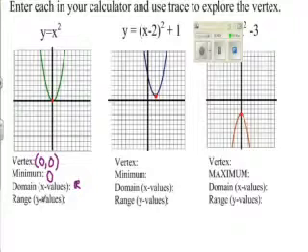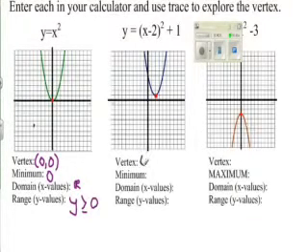The range are the y values. Now there is no way you're going to get a y value down here. In fact, no y is less than 0. So we would write y is greater than or equal to 0. That would be the range.